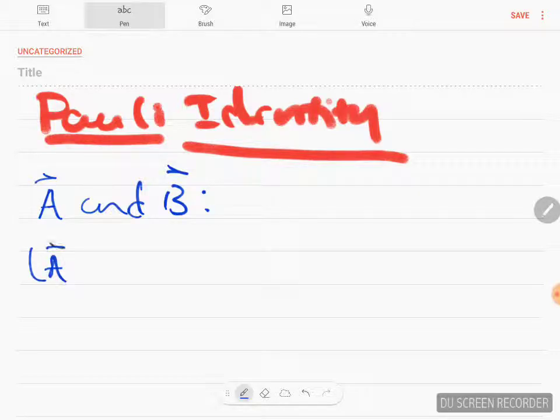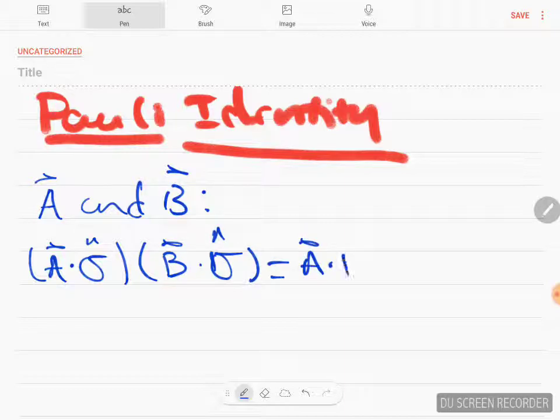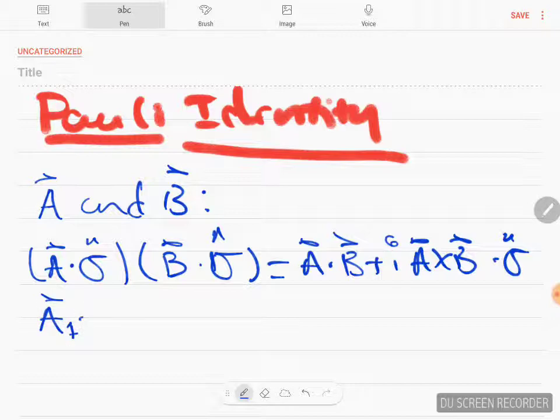expressions of the form (A dot sigma)(B dot sigma) can be simplified in a rather easy way to give A dot B plus i A cross B dot sigma. So this is a triple product between A, B, and sigma. Now we know that dot products between, let's say, vectors A1 and A2 can be written in component form as A1i A2i, using Einstein's summation convention.